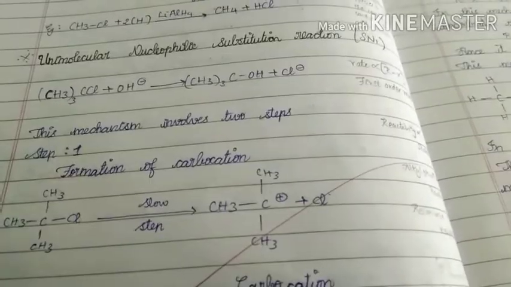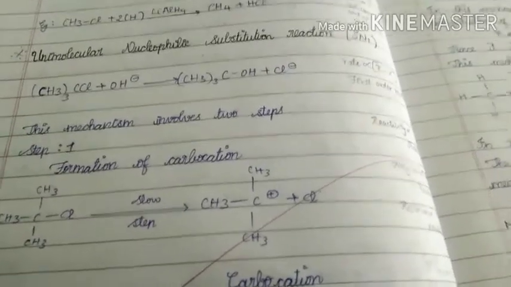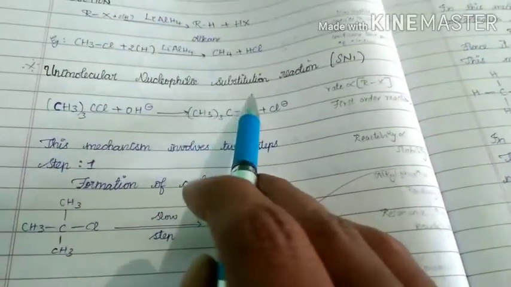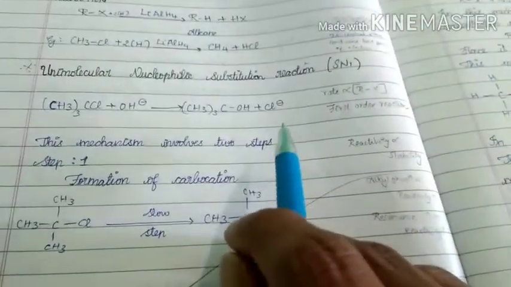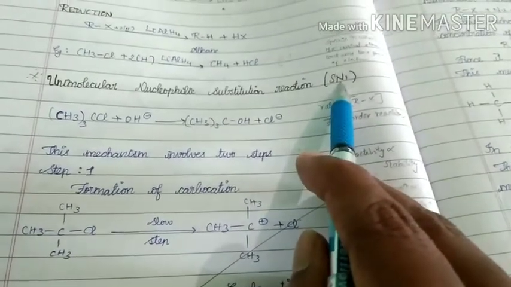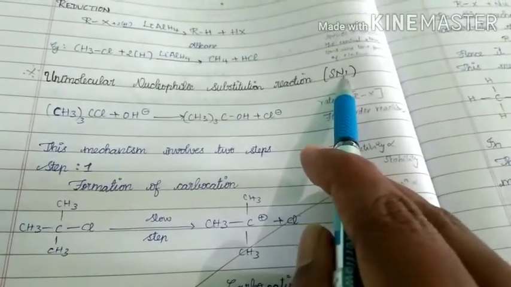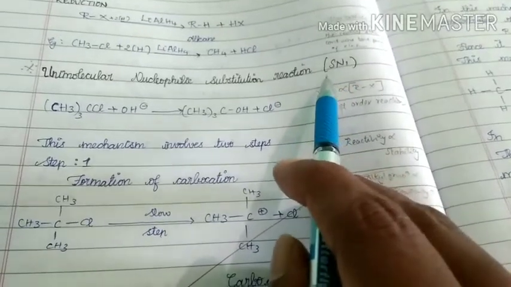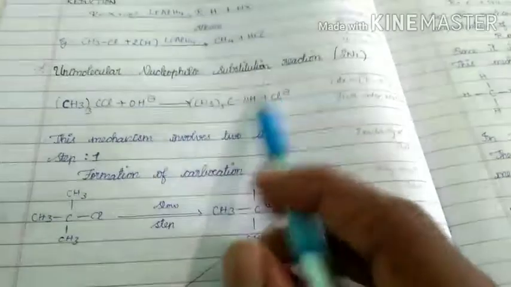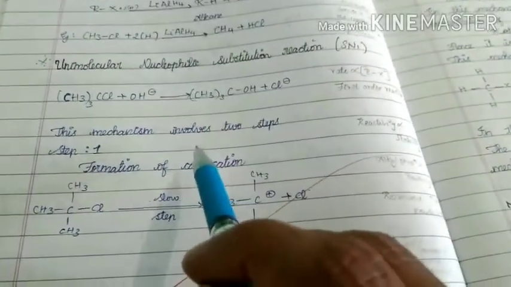This is the next topic in the alkyl halides and aryl halides chapter, that is unimolecular nucleophilic substitution reaction. Simply it is called SN1. S means substitution, N means nucleophilic, 1 means unimolecular. So it is the representation of this one. Why is it called unimolecular nucleophilic substitution reaction? I will discuss that point later, after completing this topic.